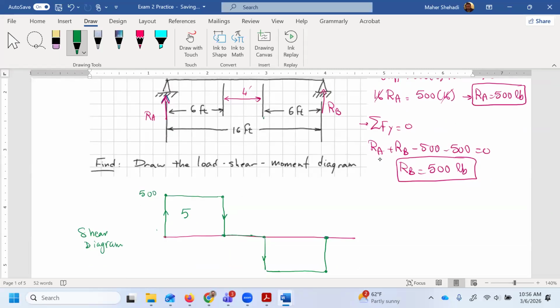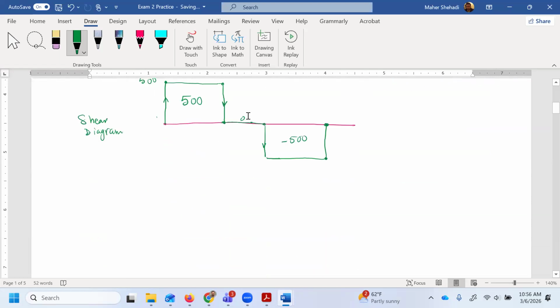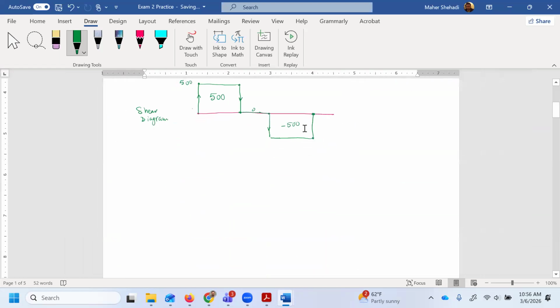Okay, so here we have 500. Here it's going to be 0, the value. And here it's minus 500. Why do I need that? Because I'm going to use it for the moment diagram, and the value of the shear, we said, would be the slope for my moment diagram.